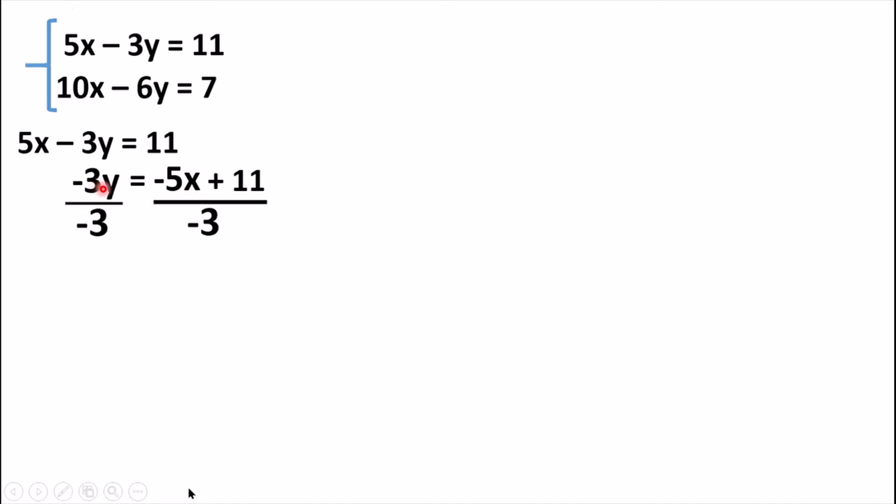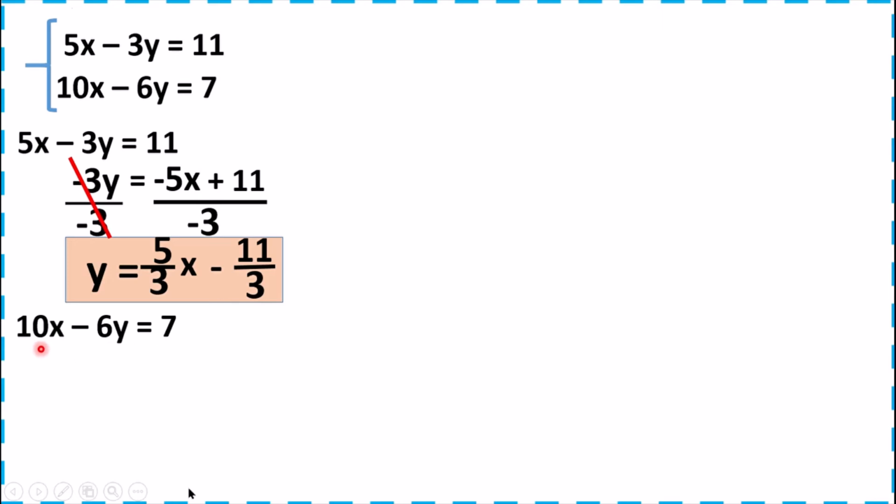Then, negative 3y divided by negative 3. So, cancel that. Then, we have positive 1y. Then, negative 5x divided by negative 3. So, we have positive 5 third x. Then, positive 11 divided by negative 3. We have negative 11 over 3. Okay, so slope natin ay 5 thirds. Then, yung y-intercept ay negative 11 thirds. Okay, next, second equation, 10x minus 6y equals 7.